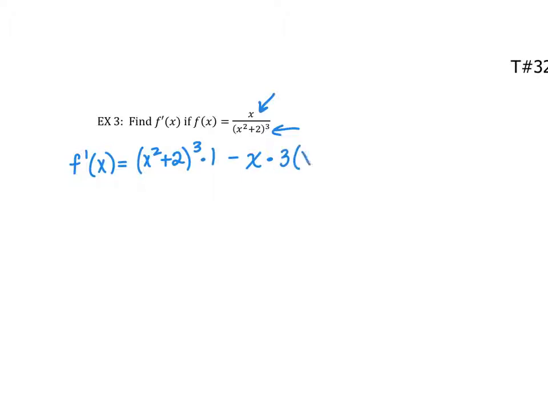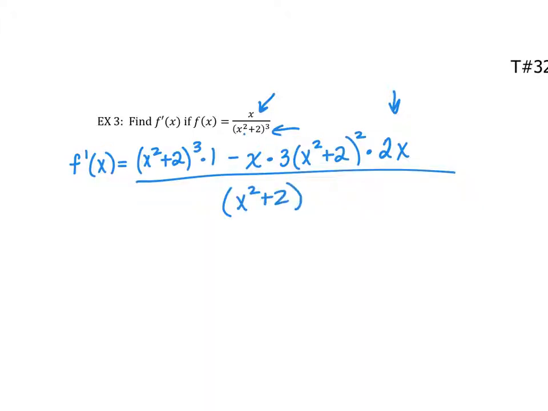Power to the front, decrease the power by 1. But you can't stop there. Times the inner derivative. You cannot forget the chain rule part. Over ho squared. Well, if I squared that, remember, power to a power, I multiply. So that would be x squared plus 2 to the 6th.